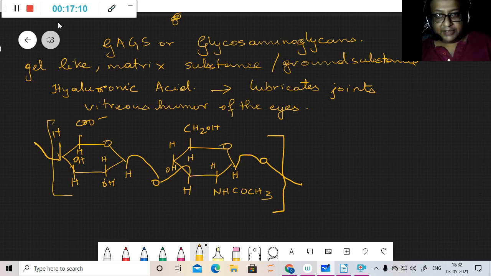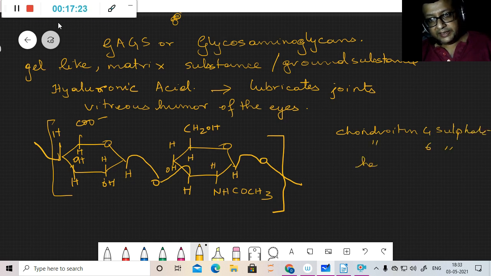Like this, you have chondroitin 4-sulfate, chondroitin 6-sulfate, heparin. All these structures you can find in any standard textbook like Voet and Voet, or Srinivasan, or Satyanarayana.